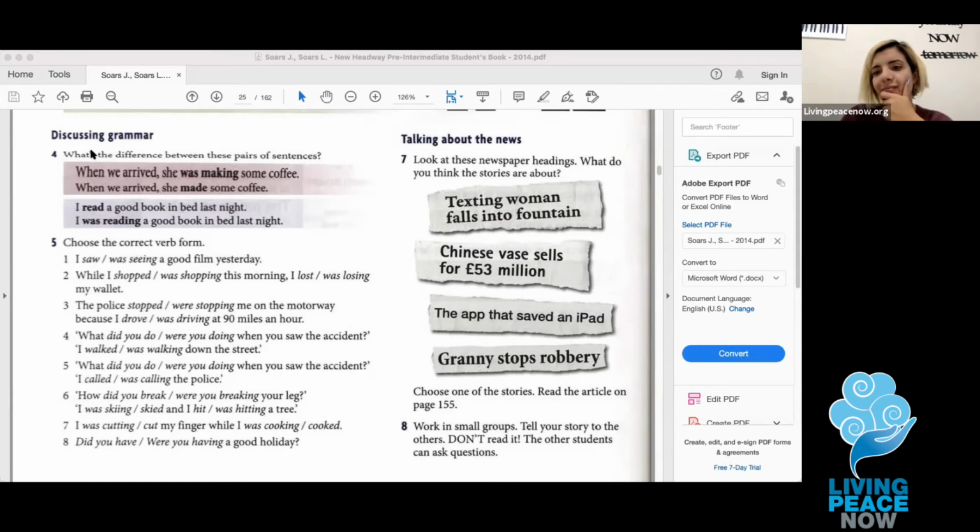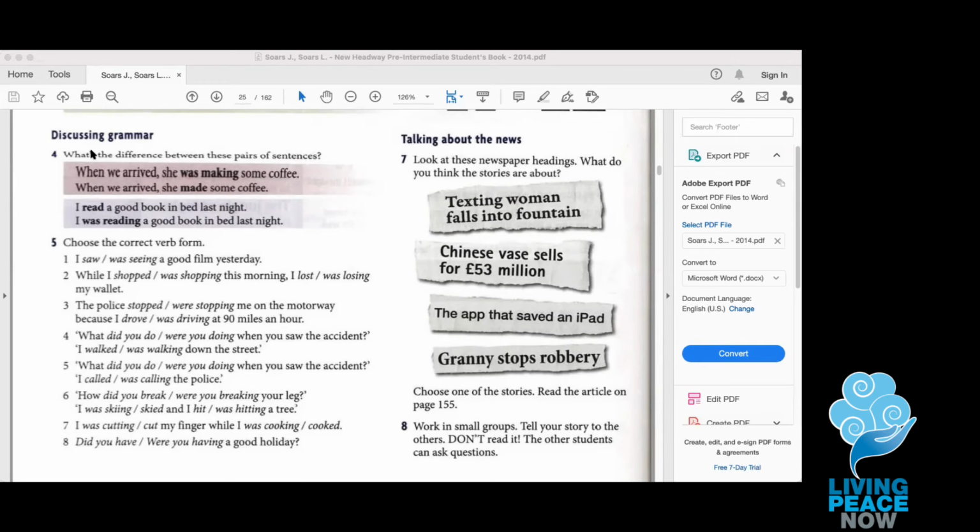I read. In the first, the action is finished. In the first one, the action is finished, which means the book is finished. If the book is 300 pages, it means I finished 300 pages. I didn't stop in the middle.